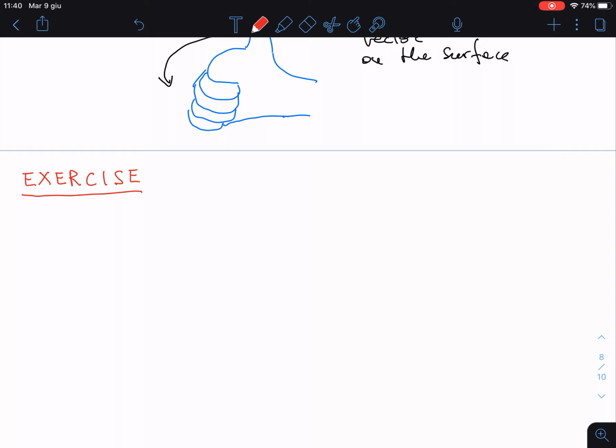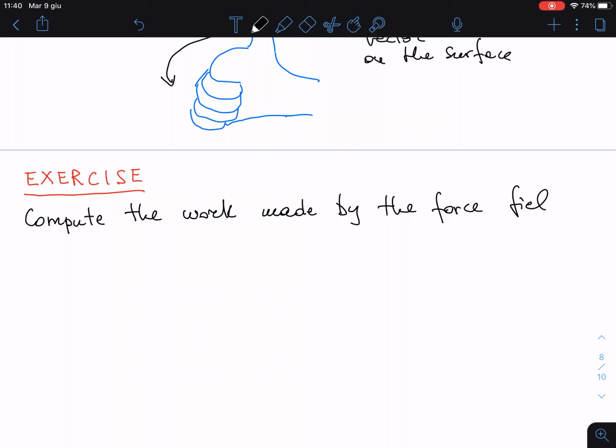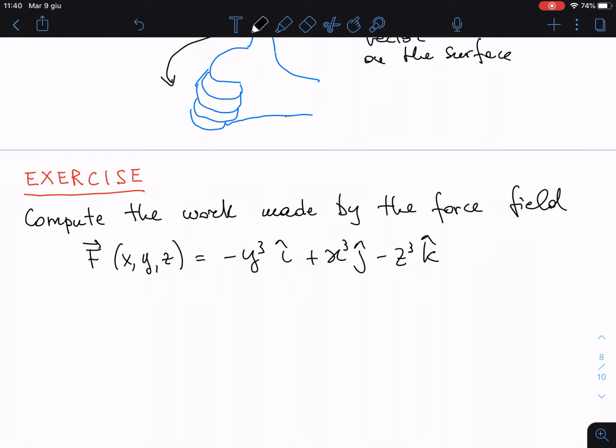It says compute the work made by the force field F(x, y, z) is equal to minus y cubed i plus x cubed j minus z cubed k, along the ellipse gamma.